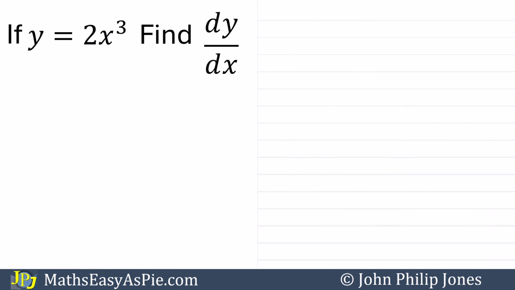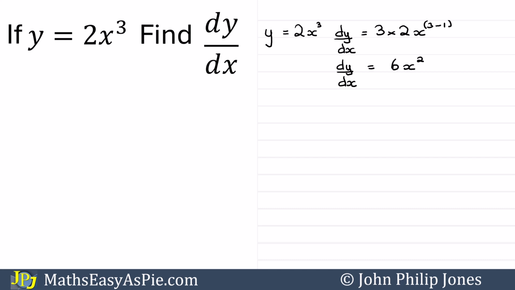It's saying if y equals 2x to the power 3, find dy dx. So we know we have y equals 2x to the power 3, so dy dx will equal, we bring down the power to multiply the 2, and from the power we take 1. We can go on to say this is dy dx equals 6x to the 2.